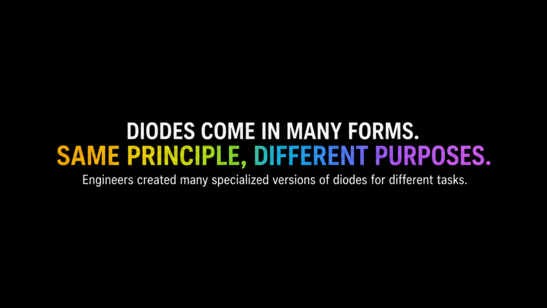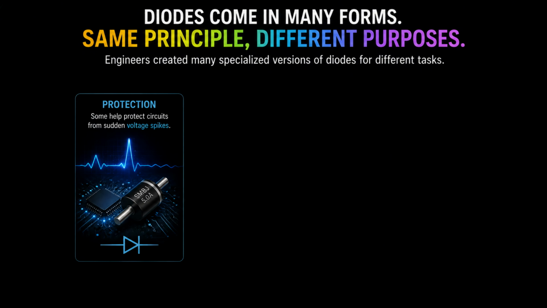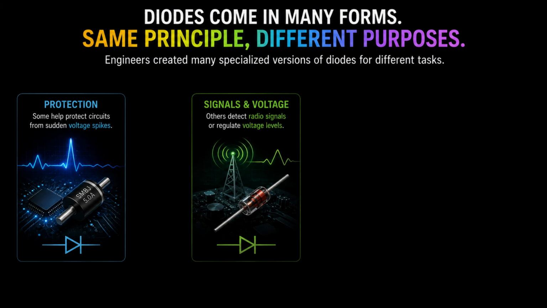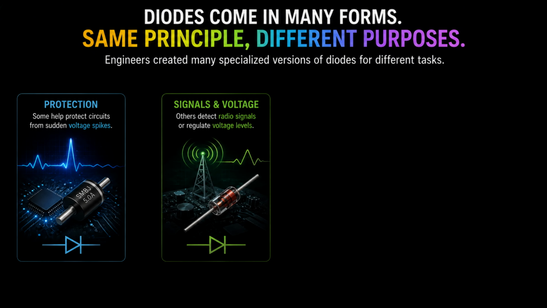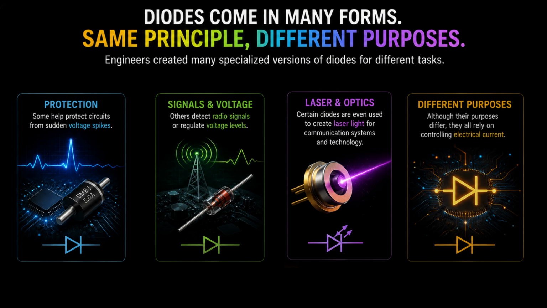Engineers created many specialized versions of diodes for different tasks. Some help protect circuits from sudden voltage spikes. Others detect radio signals or regulate voltage levels. Certain diodes are even used to create laser lights for communication systems and technology. Although their purposes differ, they all rely on controlling electrical current.